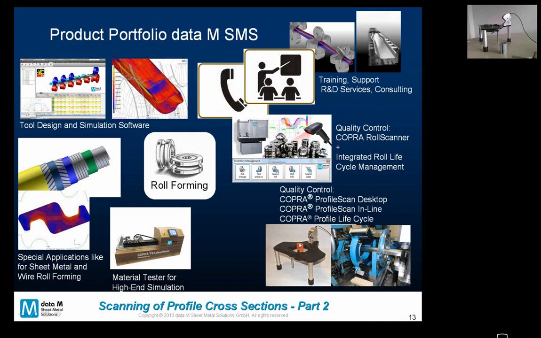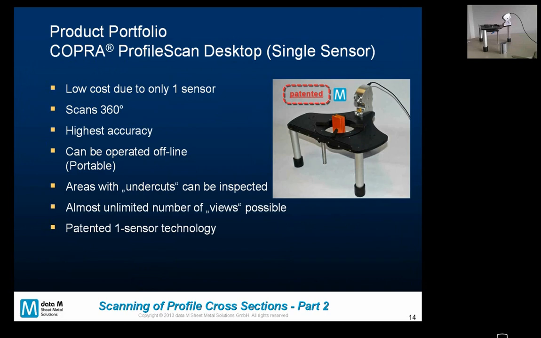You see here an inline setup, or it can also be used to cross-check the life cycle of a tooling. For example, a profile you are making for many years will have some roll wear and so on, and this will show some results on the profile that can be made visible this way. So all the benefits of this solution you have seen on the previous page can be supplied with the Profile Scan Desktop, just supplying a single sensor.